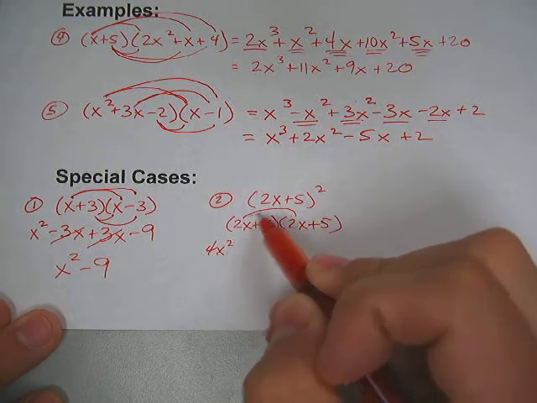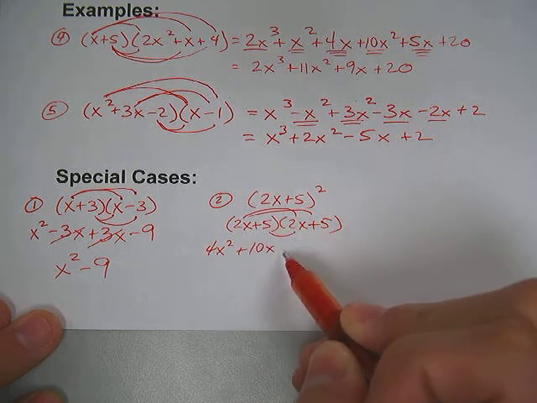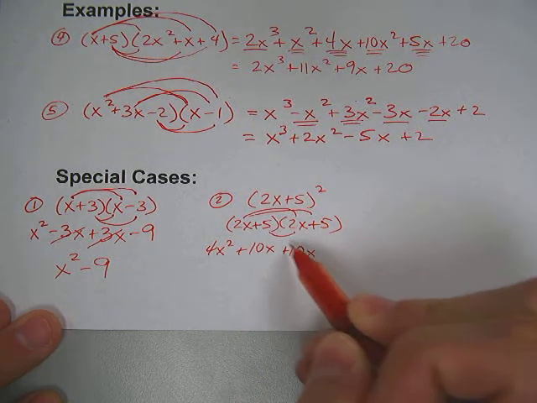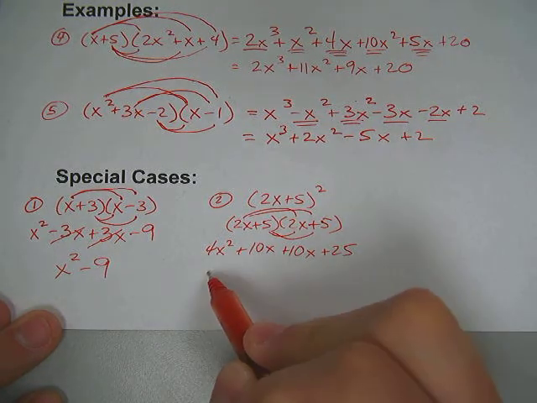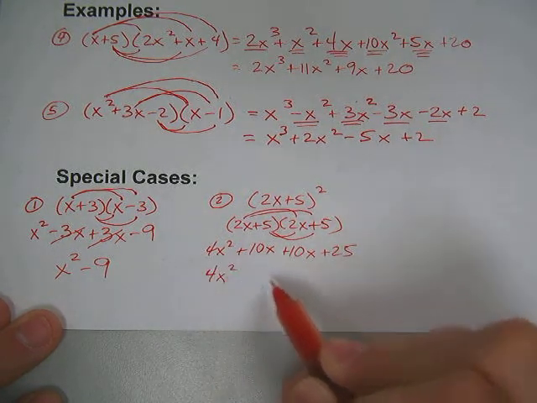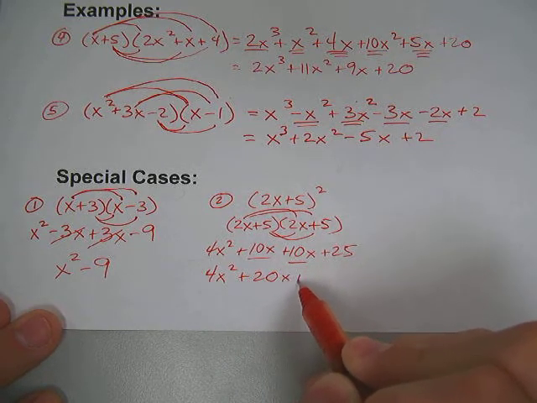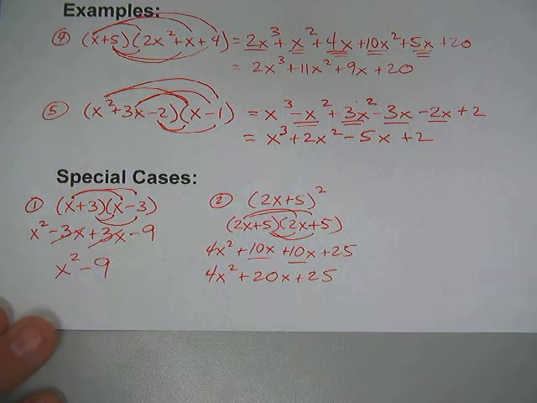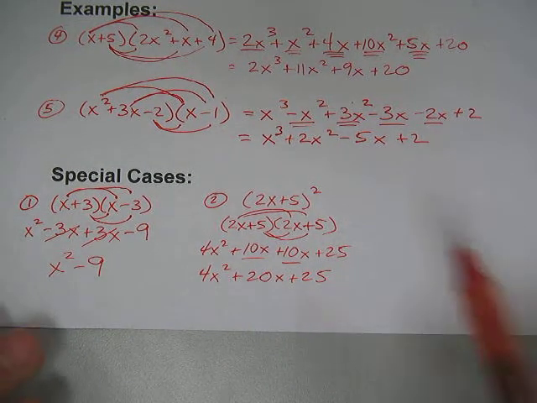So 2x times 2x is 4x squared. 2x times 5 is 10x. 5 times 2x is 10x also. And 5 times 5 is 25. So simplify. 4x squared plus 20x plus 25. There you go.